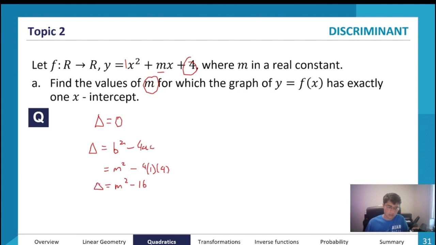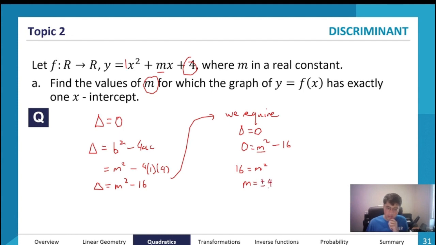Okay. Now, we require the discriminant to be equal to 0. So therefore, we have 0 equal to our expression for the discriminant, m squared minus 16. We can just do some simple rearranging and solve for m. Adding 16 to both sides, we get 16 equals m squared. And then we take the square root of both sides. m is equal to plus or minus the square root of 16, so plus or minus 4. Always make sure whenever you're taking the square root of something that you put the plus or minus signs. And that's our answer there. So again, we don't want to leave our answer in this form.